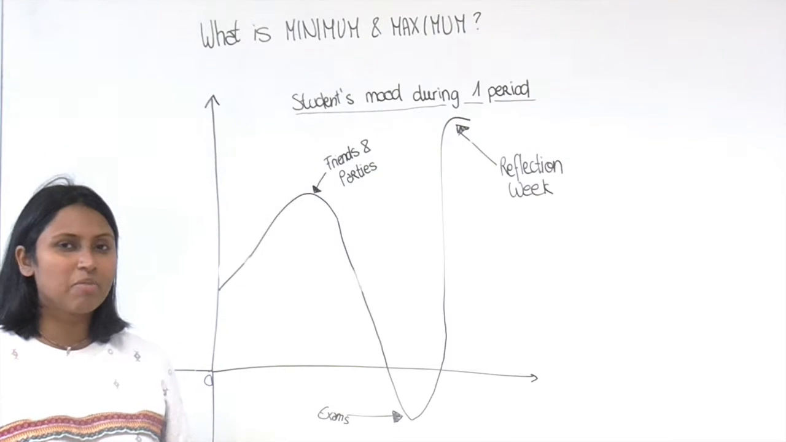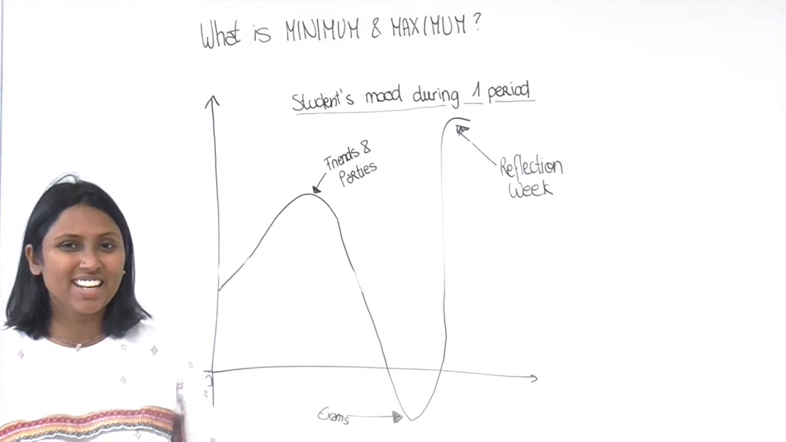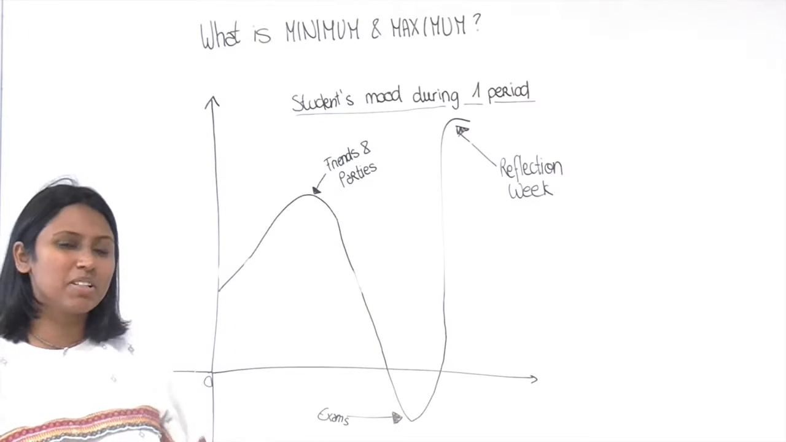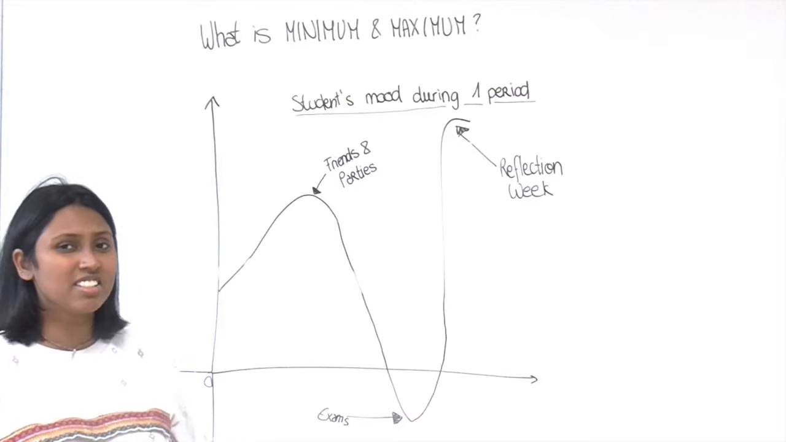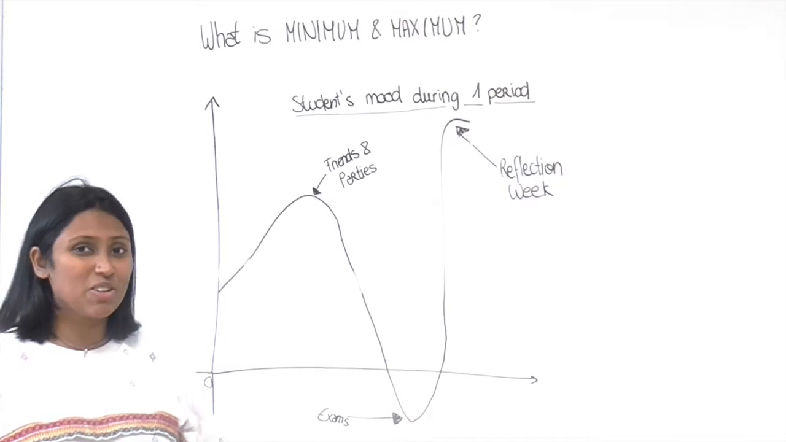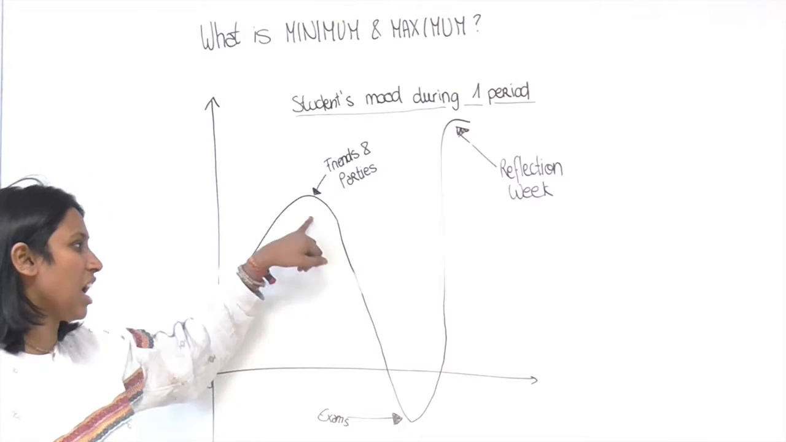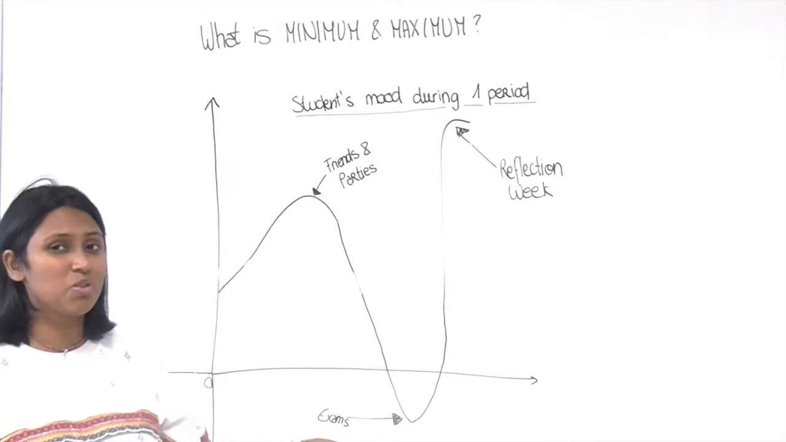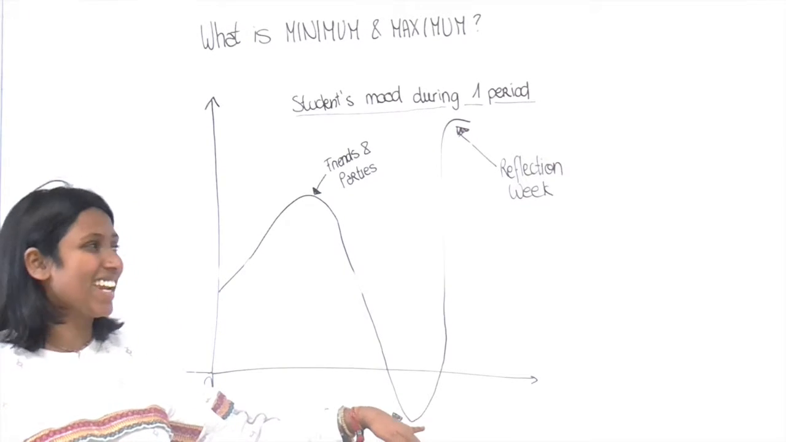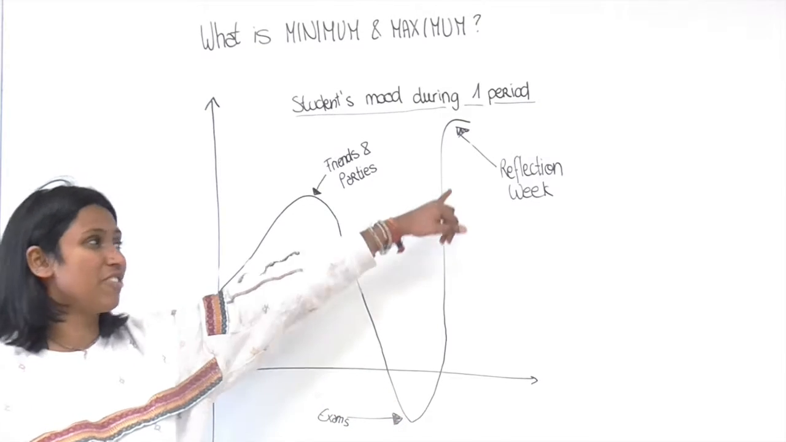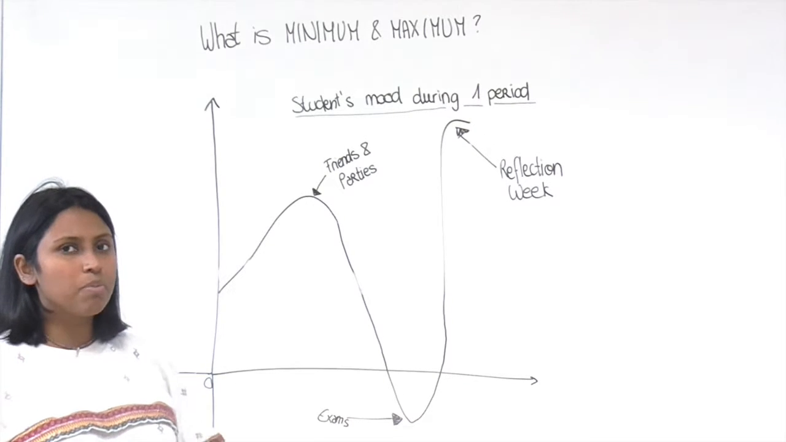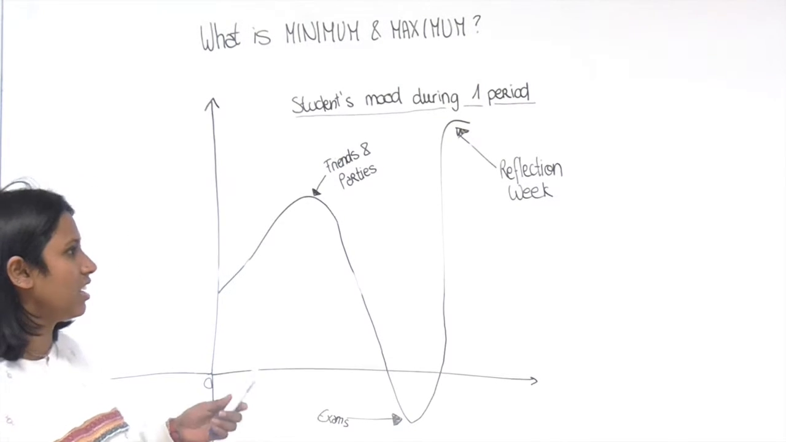To understand minimums and maximums, you can think about a period at MSP. So when you begin, your mood is kind of good and it increases because you're meeting your friends, going out for parties, starting learning new things. But then you realize that you have exams and you have things to do and you become stressed, so your mood kind of decreases until it comes to exams where nobody's in a good mood at all. But then your mood suddenly increases again because we have reflection week. But the point of this story is to tell you how minimums and maximums are represented in a graph.